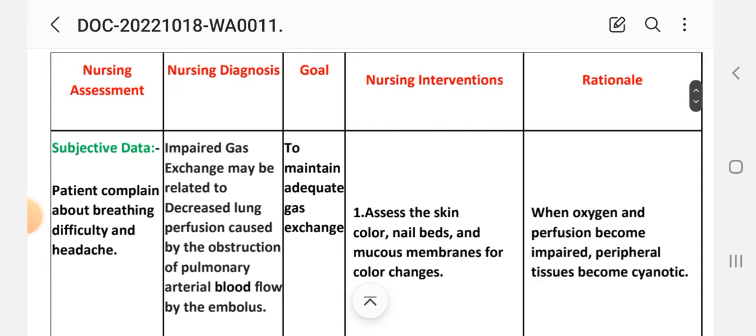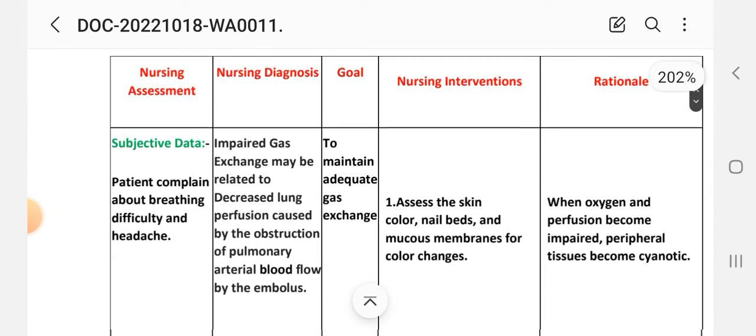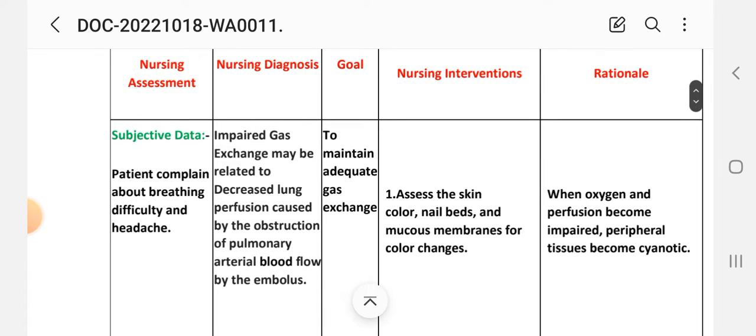Next, diagnosis. Impaired gas exchange may be related to decreased lung perfusion caused by the obstruction of pulmonary arteries, blood flow by the embolus. The goal will be to maintain adequate gas exchange. Let's see the nursing interventions and rationale.